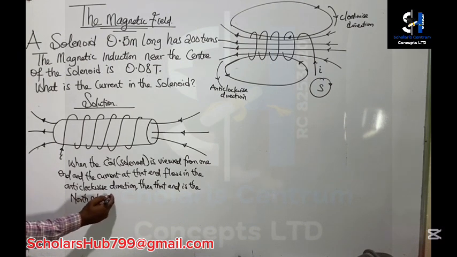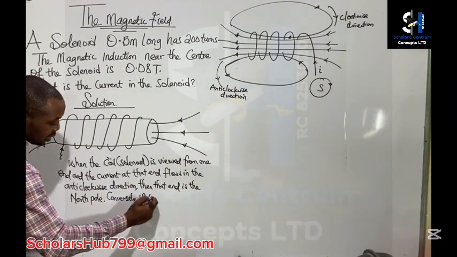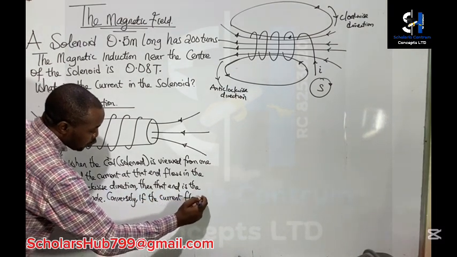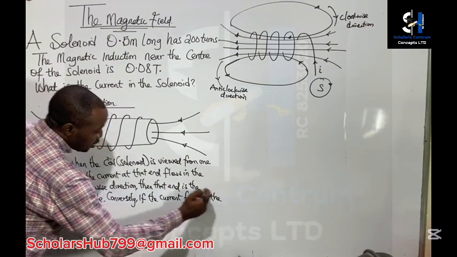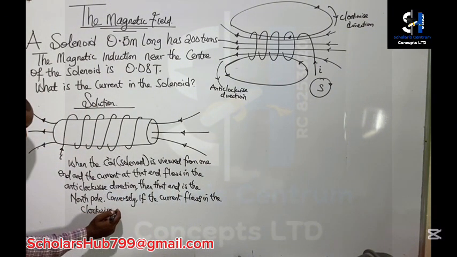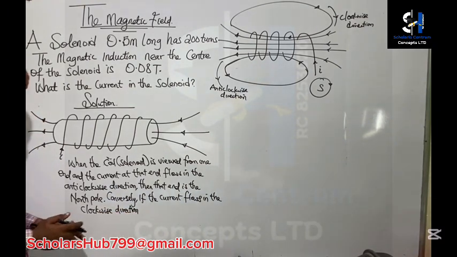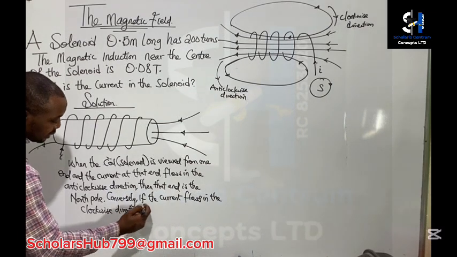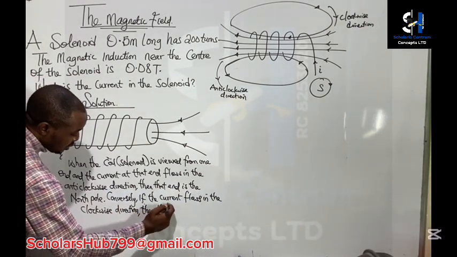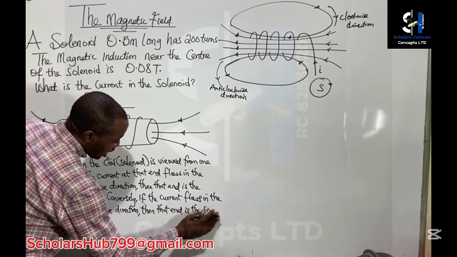Now conversely, if the current flows in the clockwise direction, then that end is the south pole.